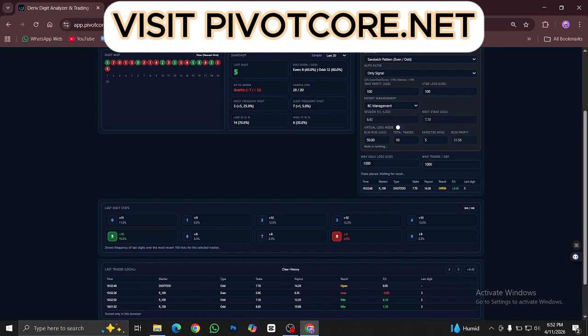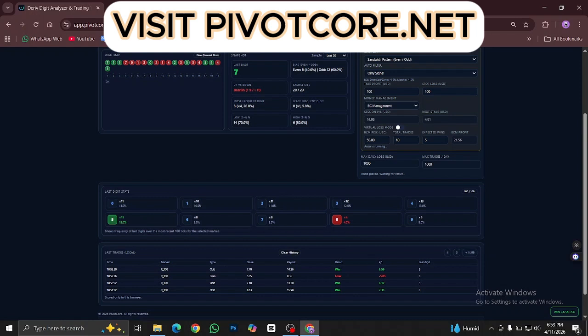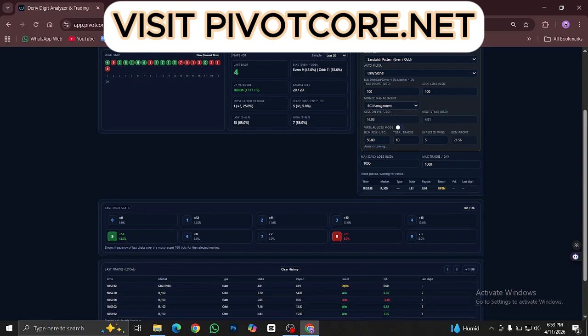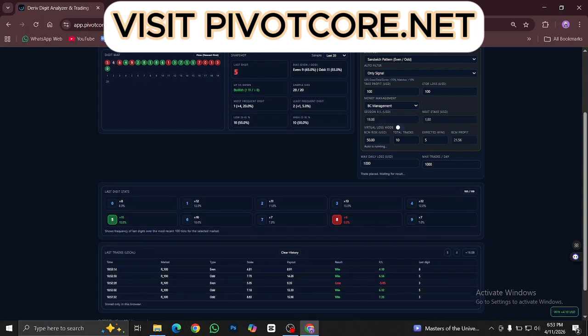In trading, risk management is the most important word. You don't need to win 100% of the time to be profitable. You just need a strategy that works consistently. PivotCore.net allows you to stay disciplined. It removes the emotions, the fear and greed that usually make traders lose money. By using this auto trading setup, I can stick to my plan of 10 trades without overtrading. If you've been struggling with making quick decisions on Deriv, this automation is a total game changer.